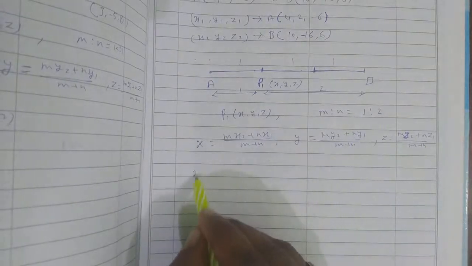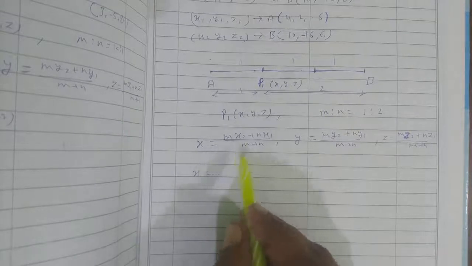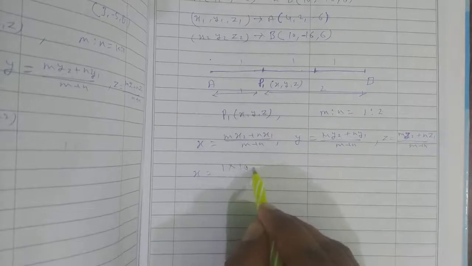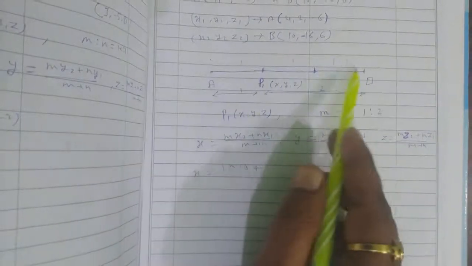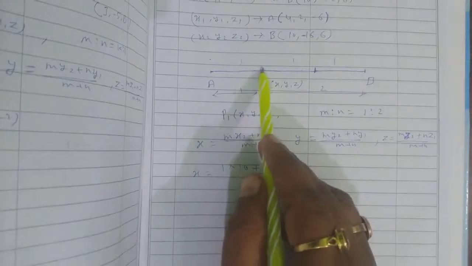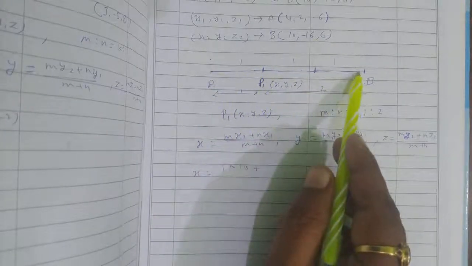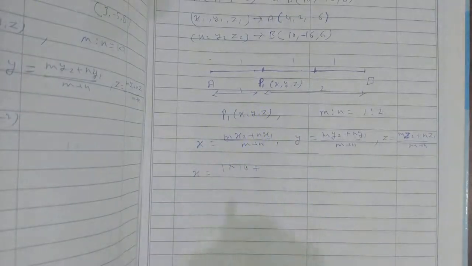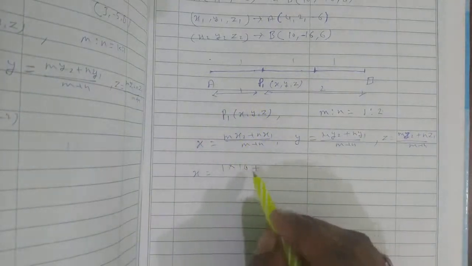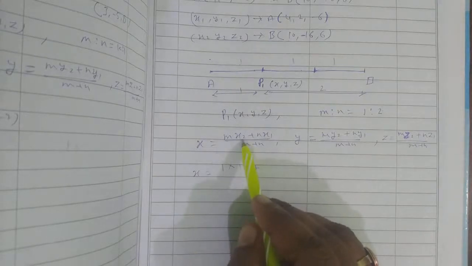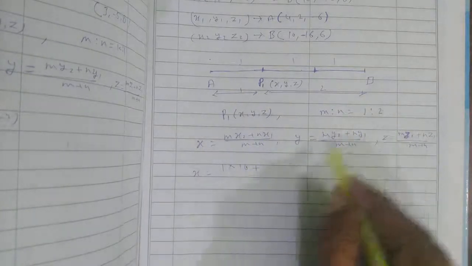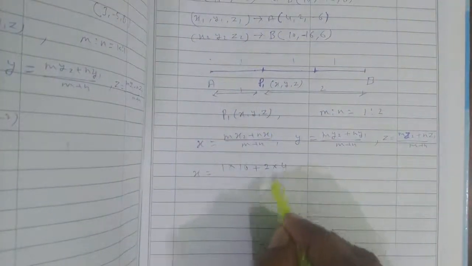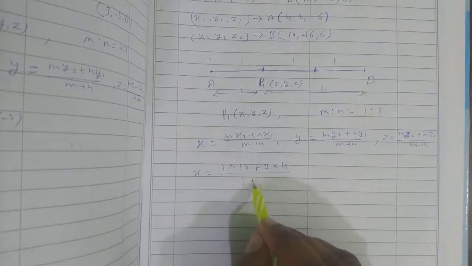Now, according to this, the value of m is 1 and x2 is 10. The point P here is an internal division of A and B, so you will use the internal division identity. According to this, m x2 plus n x1, where the value of n is 2 and x1 is 4, upon m plus n, meaning 1 plus 2.